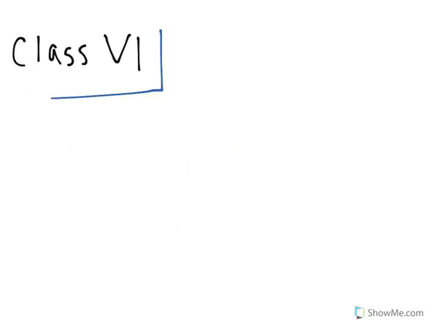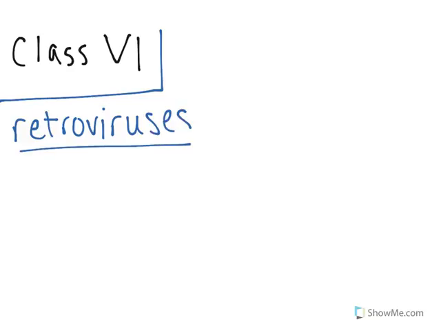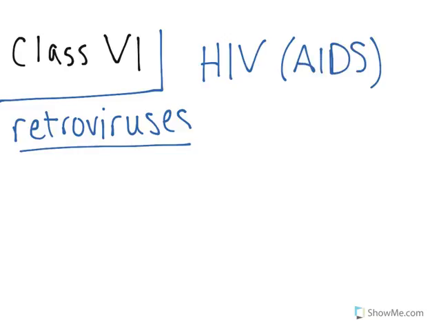Now for class 6 retroviruses, these are going to be very, very important because these are the type of viruses that make up HIV. And the disease form of that is more commonly known as AIDS. So retroviruses are responsible for AIDS.